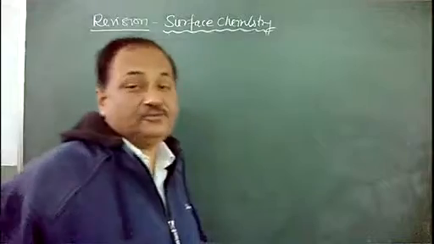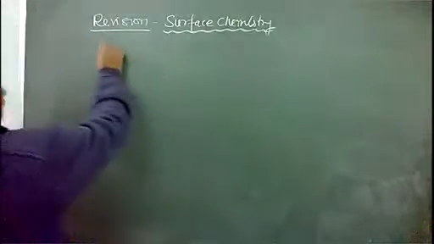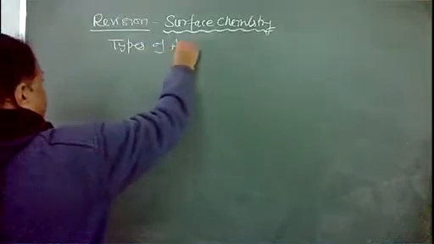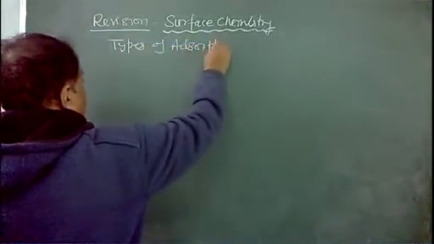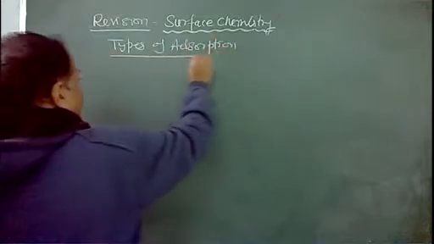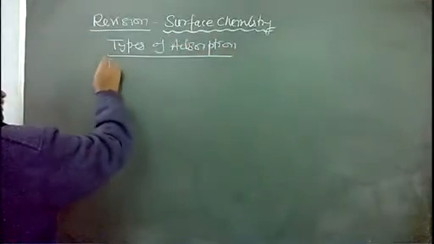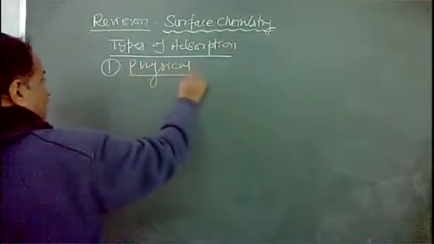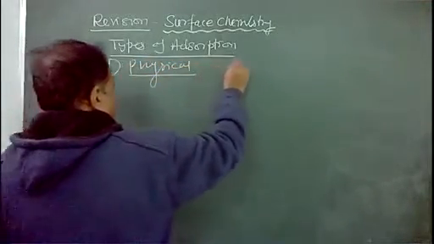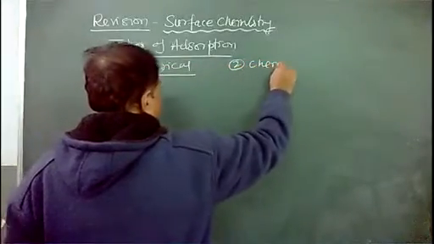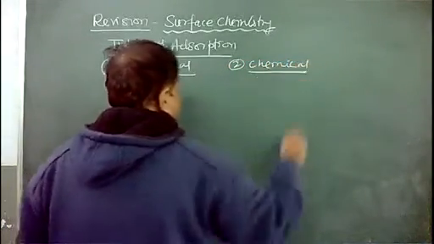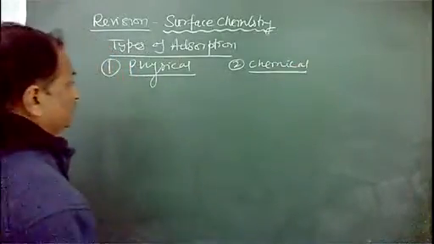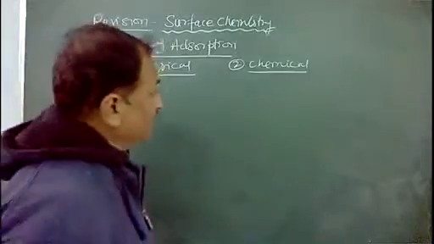About the types of adsorption. So, children, adsorption is of two types. Number one is physical and number two is chemical. Physical adsorption and chemical adsorption. Now first I am going to explain about physical adsorption.